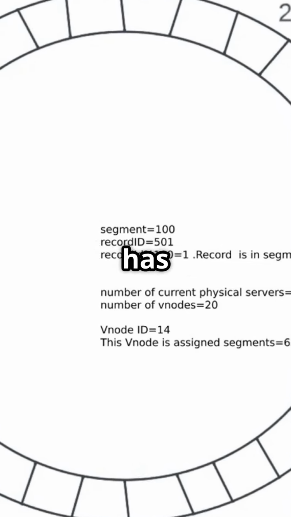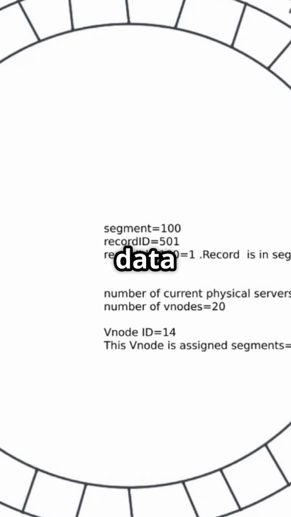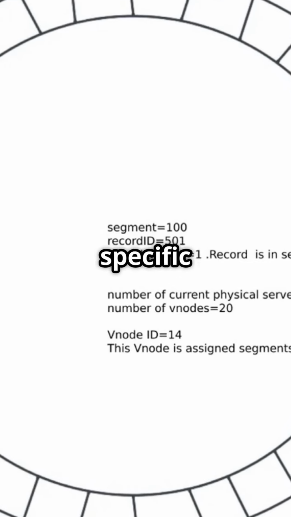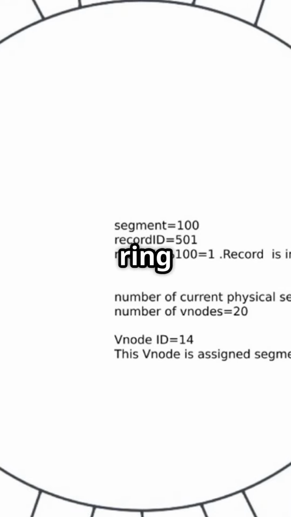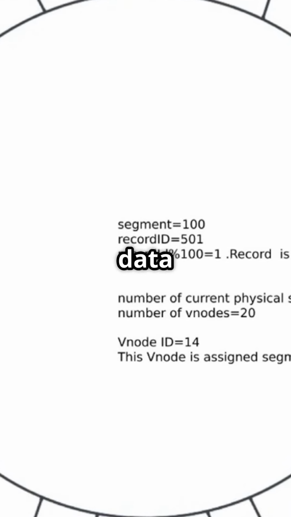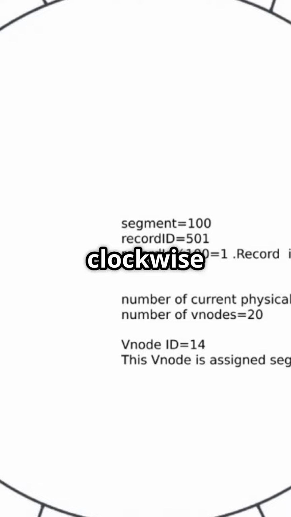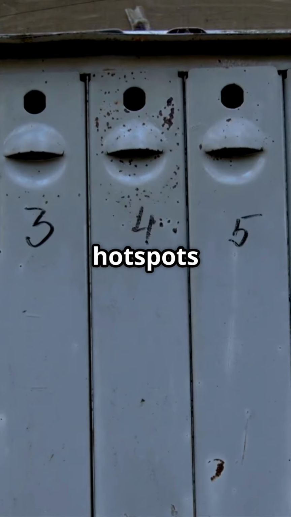Let's say the hash ring has a definite number of segments. Each data object's hash belongs to a specific segment on the ring. Nodes are also mapped to specific segments on the hash ring. Now when nodes are removed, the data is assigned to the nearest server in the clockwise direction, but this causes hotspots in the nearest nodes.